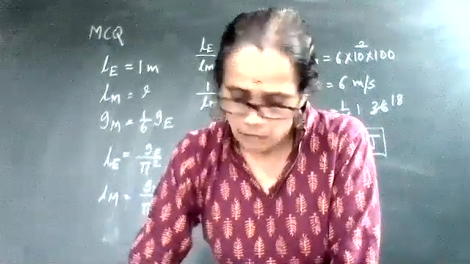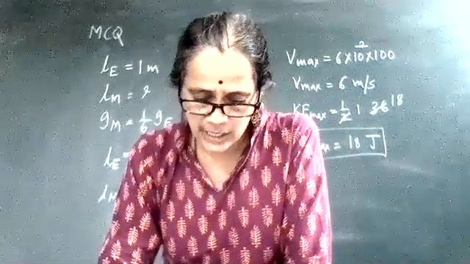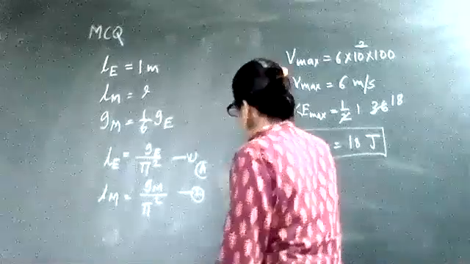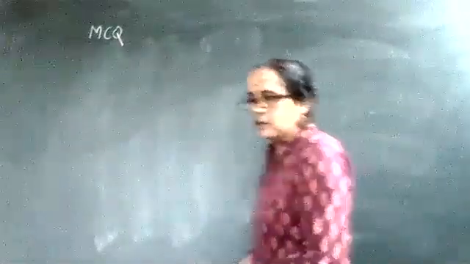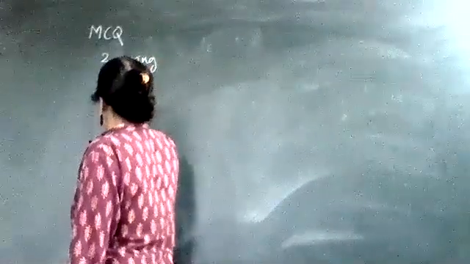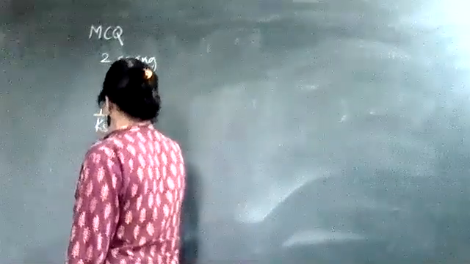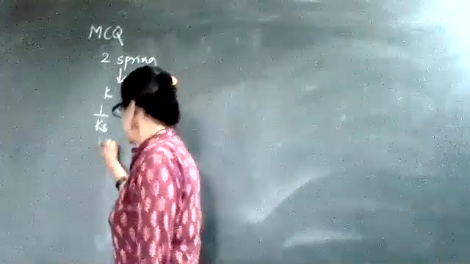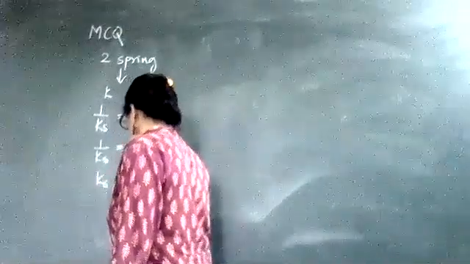Okay, next. The fourth one: two identical springs of spring constant K are connected first in series and then in parallel. So let's consider two springs of identical spring constant K. They are first connected in series. So 1 upon Ks is equal to 1 upon K plus 1 upon K. Means 1 upon Ks is equal to 2 by K. So Ks is K by 2.